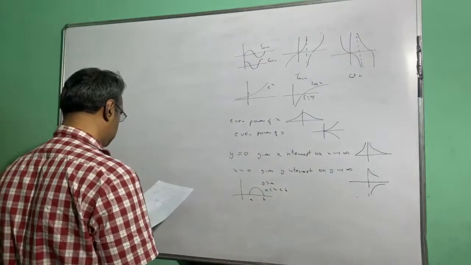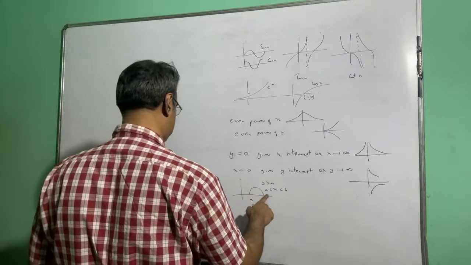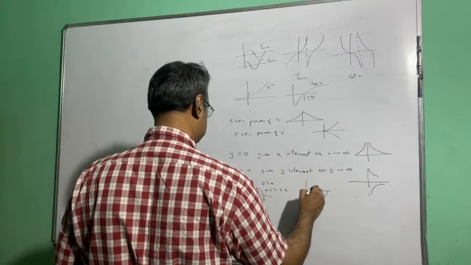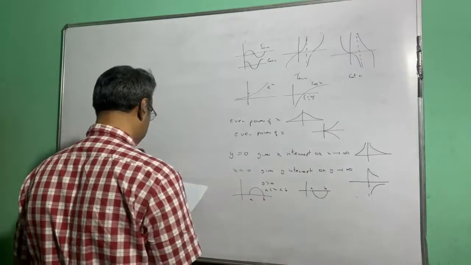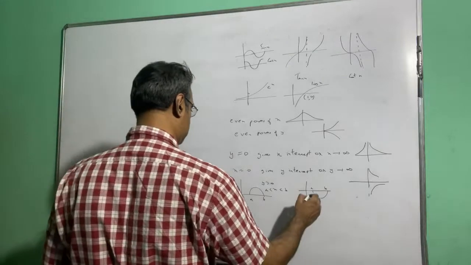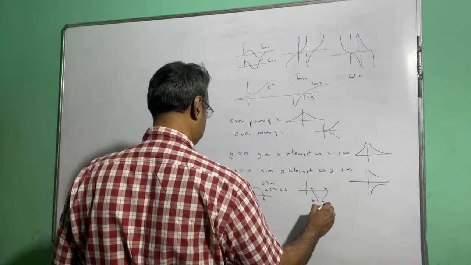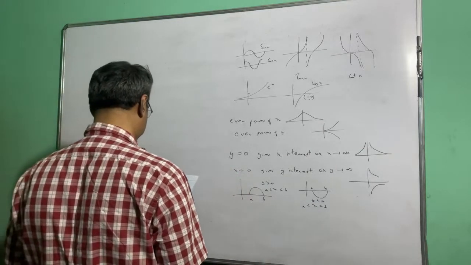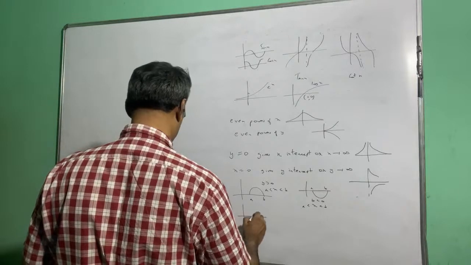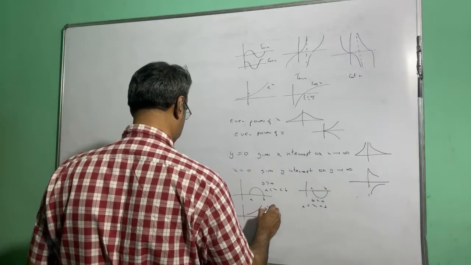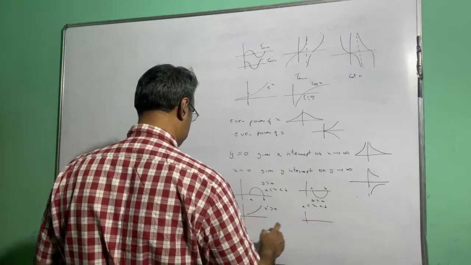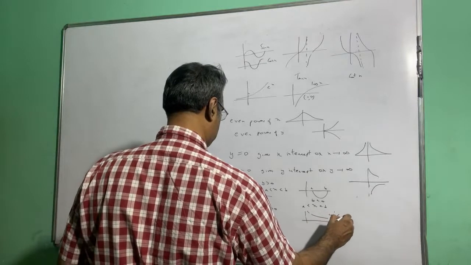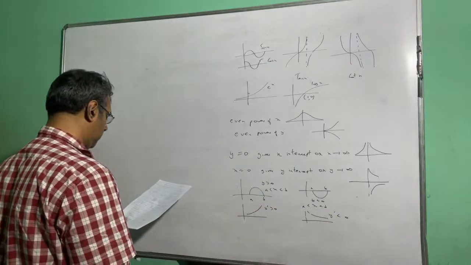This is a graph which is positive for all x between a and b, and you have a graph which is negative for all x between a and b. If you have an increasing graph, then y dash is positive. If you have a decreasing graph, y dash is negative.